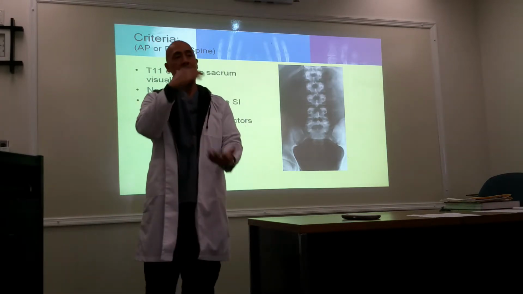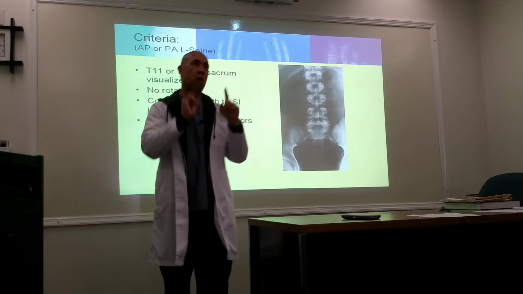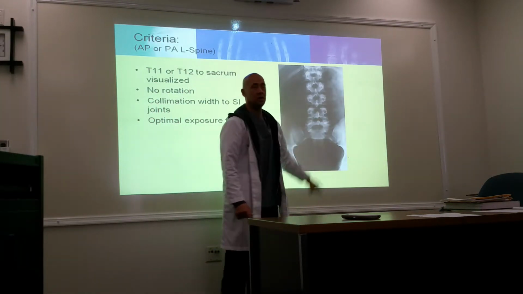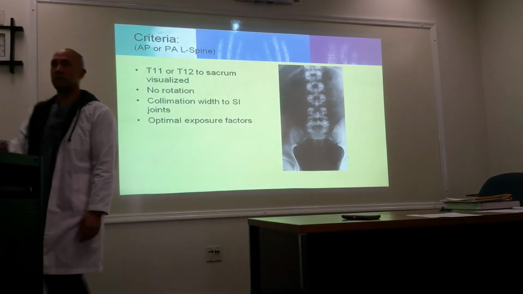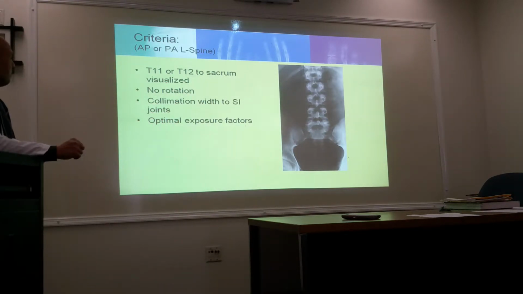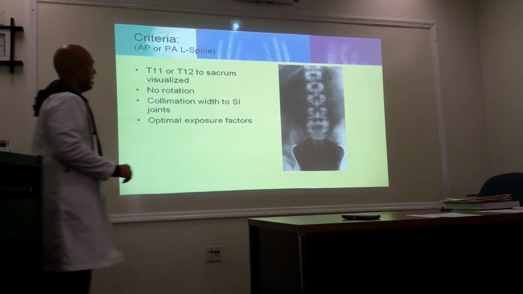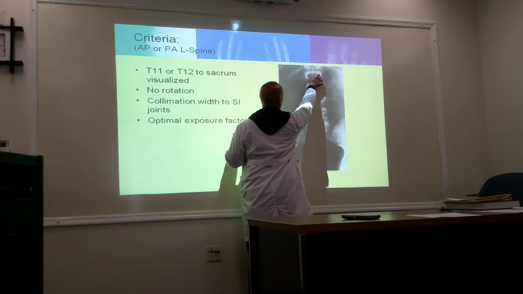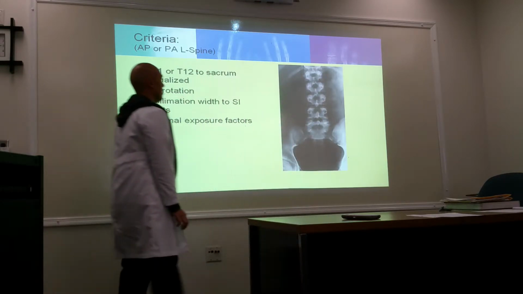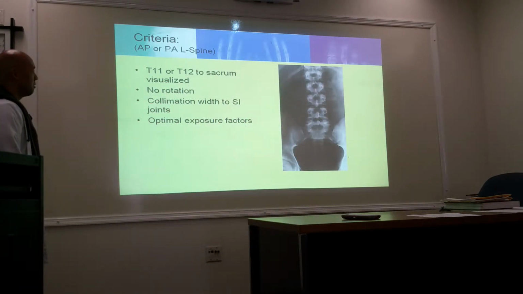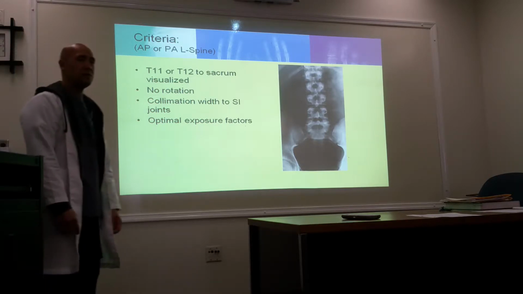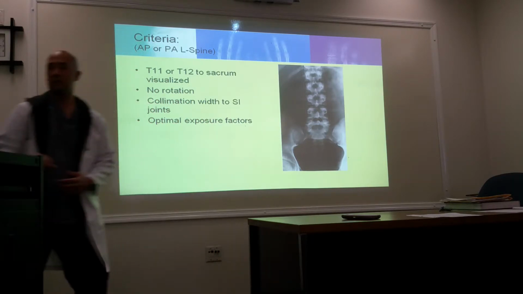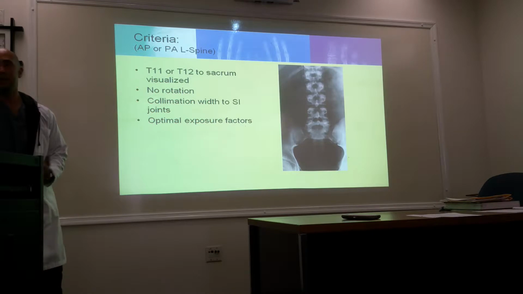So, your criteria for an AP. We want the length to be about 17, but you also want it wide enough to include your SI joints. T11 or T12 to the sacrum should be visualized. Do we have all five here? 5, 4, 3, 2, 1. So you want to see all five lumbar vertebrae. No rotation. Include the SI joints with optimal exposure factors. Exposure is done on expiration. This one's pretty easy.